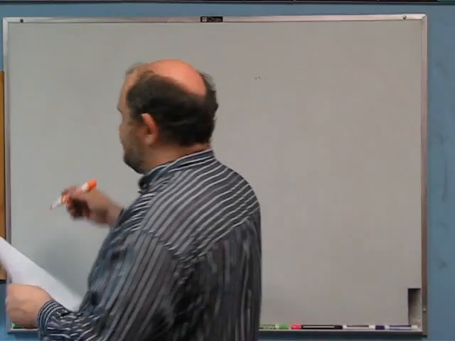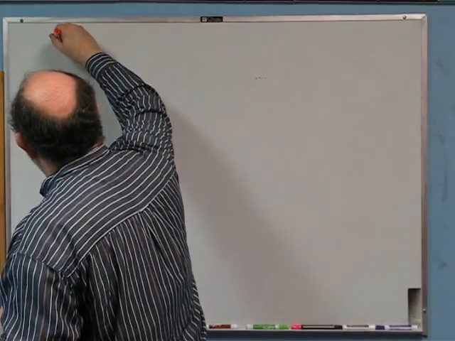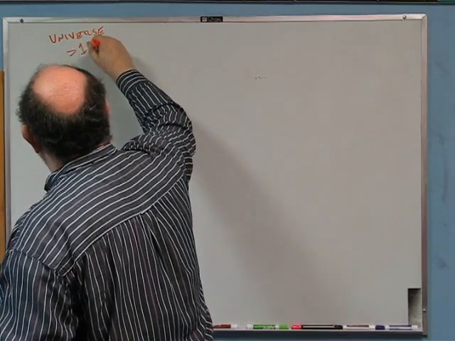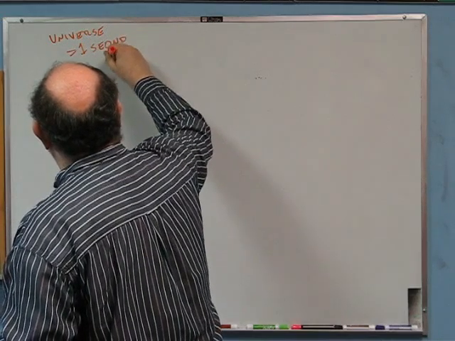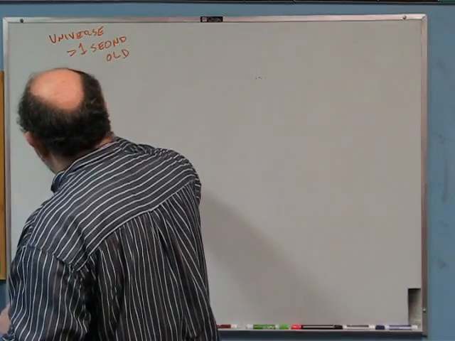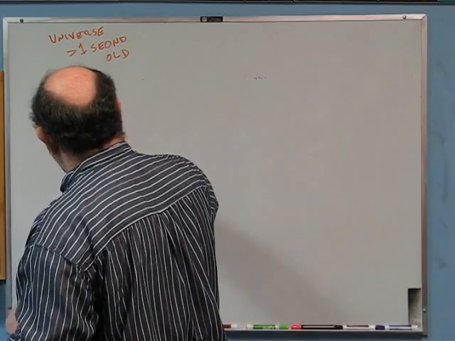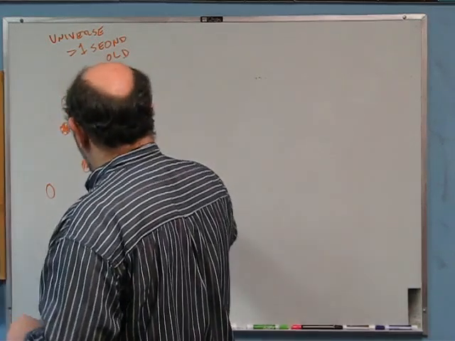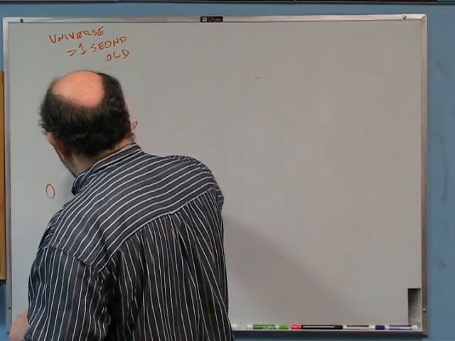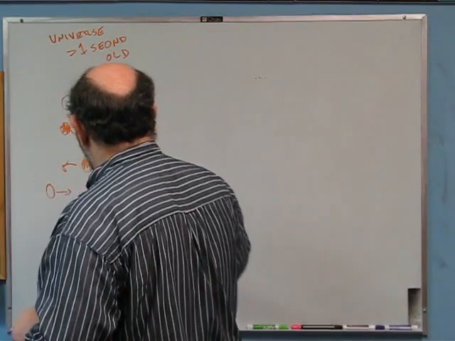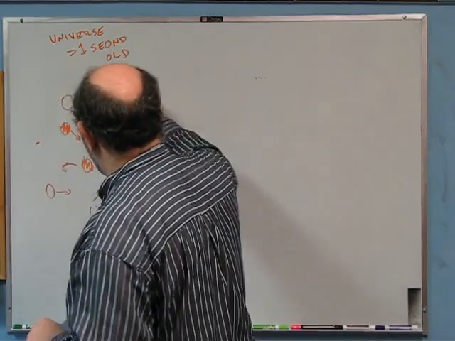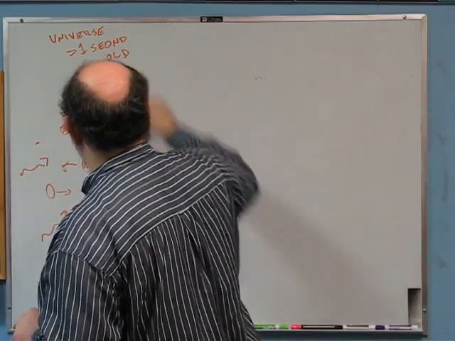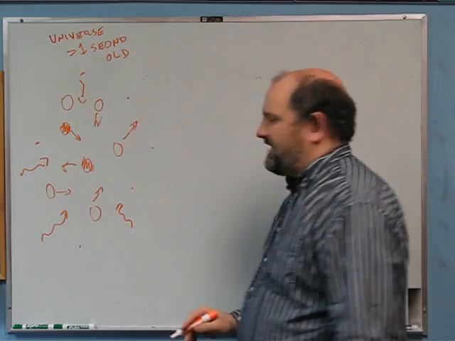So, okay, the idea here is the universe is 1 second old. What we have is protons and neutrons. I'll do protons open. And they're all zipping around really fast. And there's also lots of electrons. And there's lots of photons and other things. But we'll just think about these. And they're all zipping around really fast.